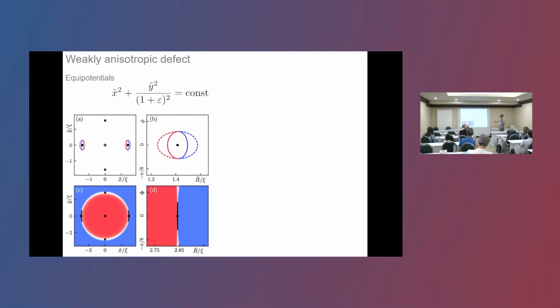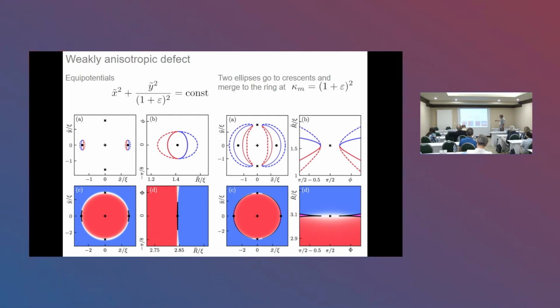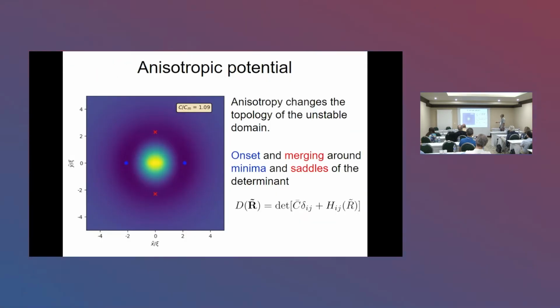And then the onset will start at this point. That's just when we start, but then these ellipses grow, form crescents, and crescents merge. This merging appears at another strength: if onset starts at kappa equal 1, then merging is at kappa equal 1 plus epsilon squared, which is a little bit different from 1 if epsilon is small. So these crescents very quickly go to half moon and merge here. And then we recover the isotropic thing.